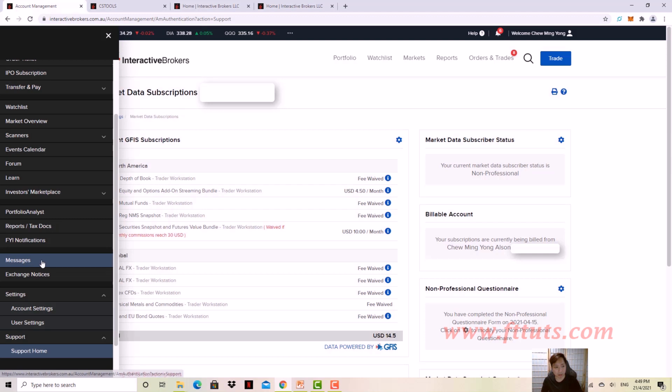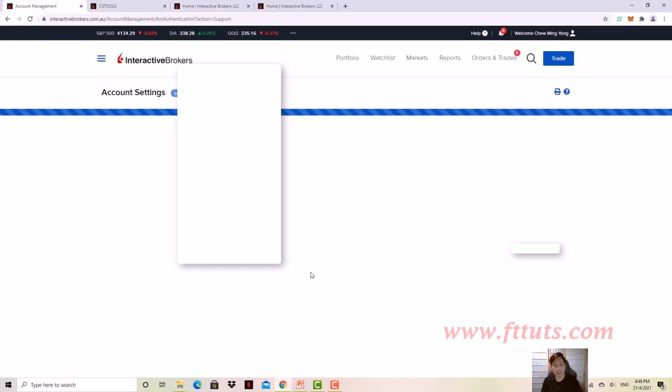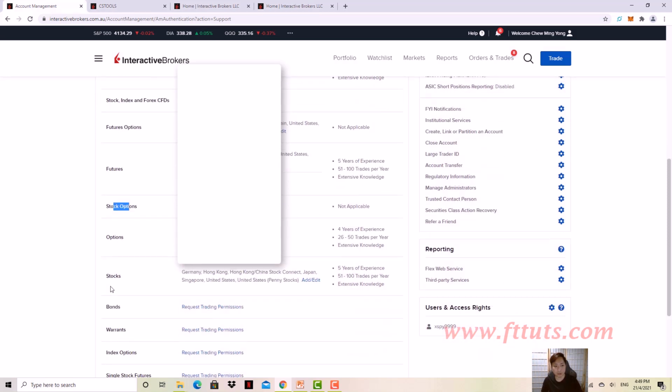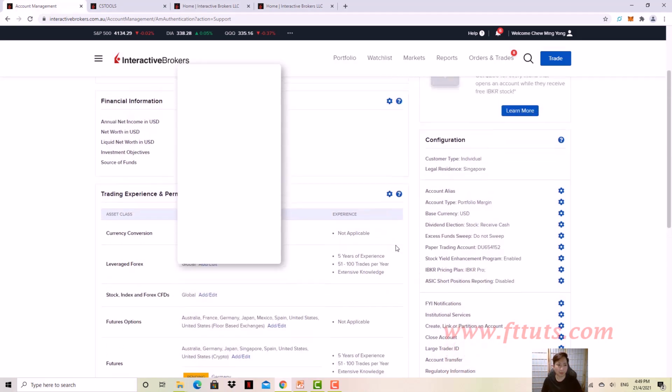So the next thing is to know your access. Let's go back under settings, go to account settings. Access means what kind of markets you can trade. Generally, I enable all: leverage forex is for forex trading, futures, options, stock options, currency conversion, all this. I have almost everything here. There are some I don't really use, but I still open them. It's not like when you get the permission you need to pay money, so I just enable the permission first. If I need it, then I'll just use it. That's how you do it.